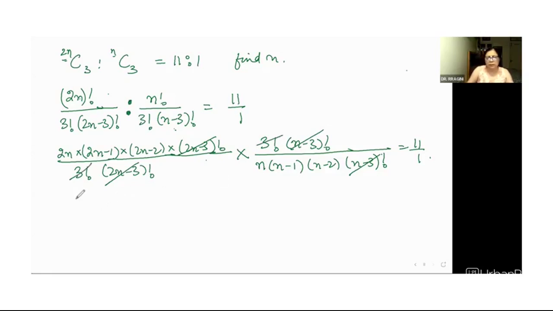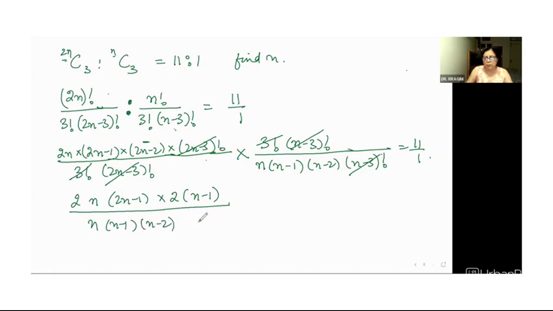Now what else do we have? We have 2 times n. Now factorials have been removed. 2n minus 1. Here we have 2 common in 2n minus 2, I am taking 2 common. We are left with n minus 1 inside the bracket. In the denominator we have n minus 1, n minus 2. This is equal to 11 is to 1.